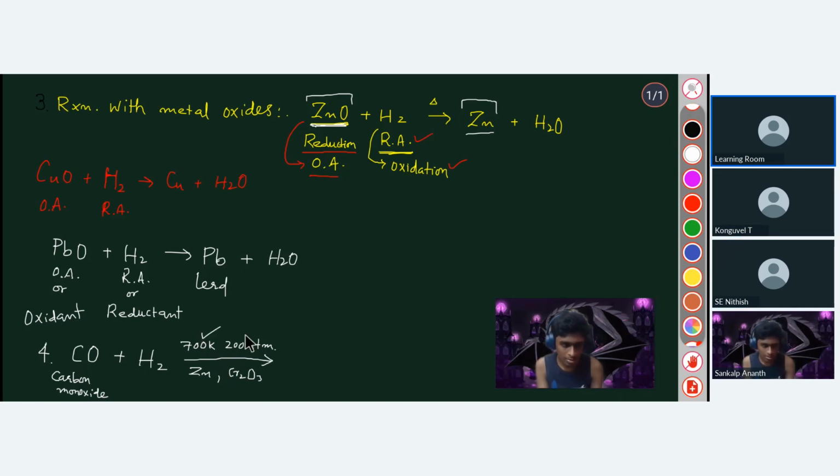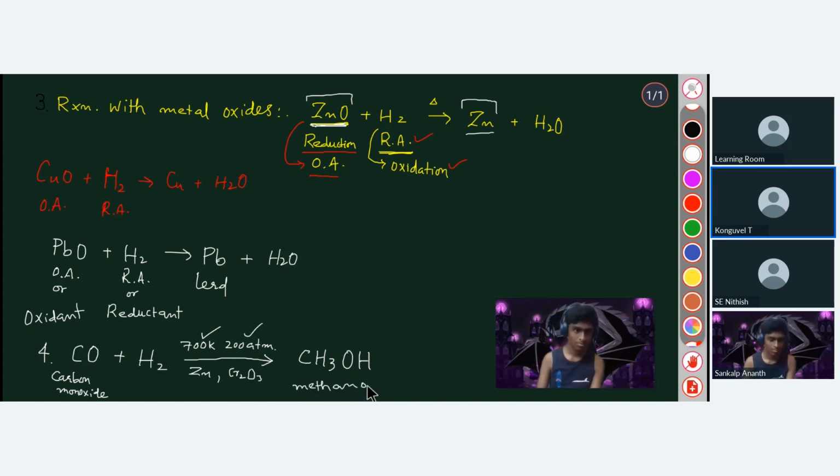If you are having this high temperature, high pressure, and this zinc and chromium oxide, they act as catalyst, it results in the formation of alcohol, a very important alcohol, that's your methanol, that's CH3OH. This reaction is very important. I hope you will remember this. Methanol will be formed.